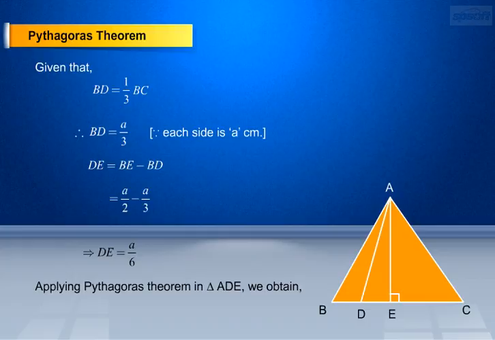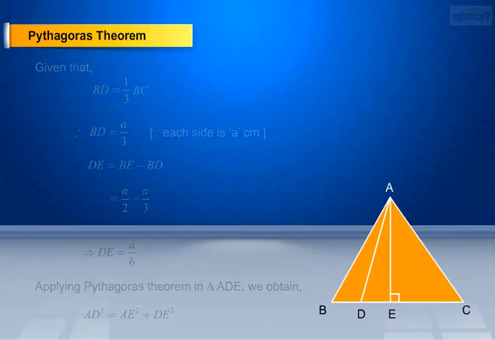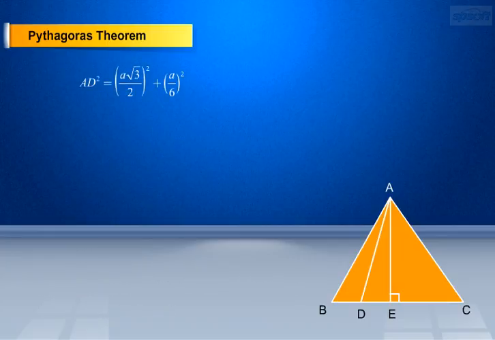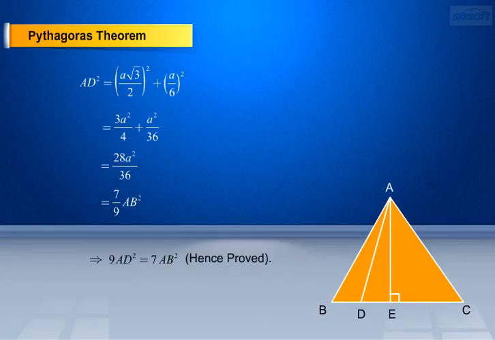Applying Pythagoras theorem in triangle ADE, we obtain AD square equal to AE square plus DE square. On substituting the values of AE equal to A root 3 by 2, and DE equal to A by 6, we get AD square equal to A root 3 by 2 whole square plus A by 6 whole square. This implies that AD square equal to 3A square by 4 plus A square by 36. This implies that AD square equal to 28A square by 36. This implies that AD square equal to 7 by 9 AB square. On simplification, we get 9AD square equal to 7AB square. Hence proved.